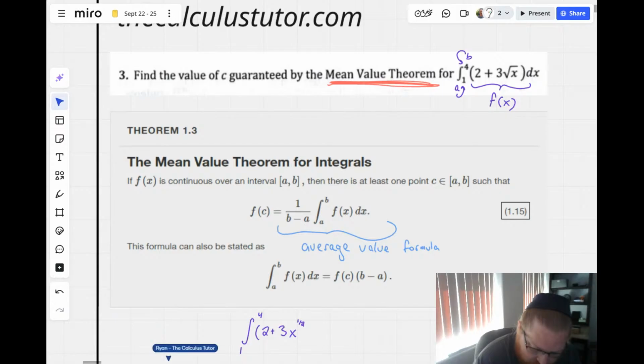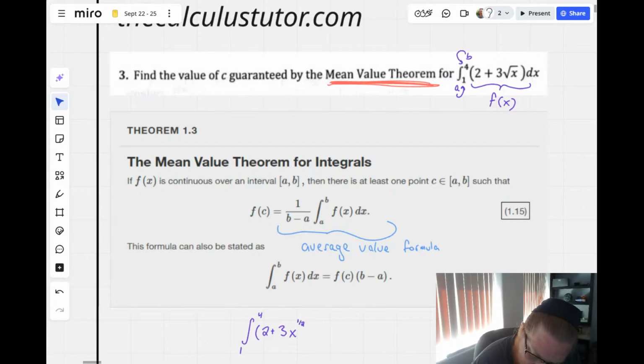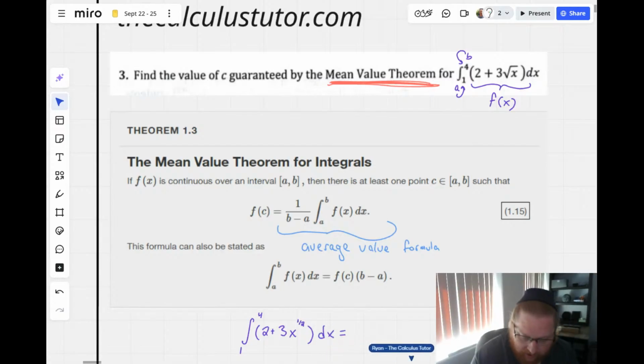If you need that reminder, we can put that over here to the side. We can say, remember, root x is the same thing as x to the 1/2 power. Boom. All right, there's a little note for us that that's true. There's our dx, and that's going to equal, now we know what f of x is.